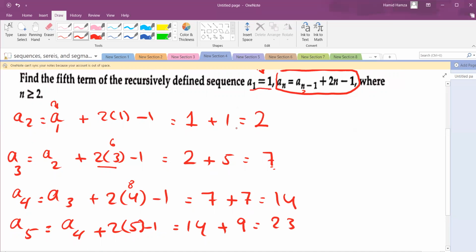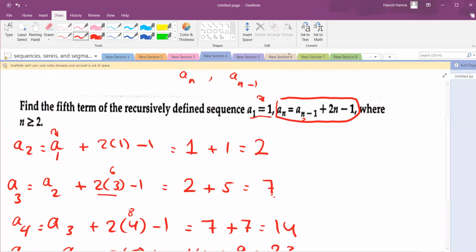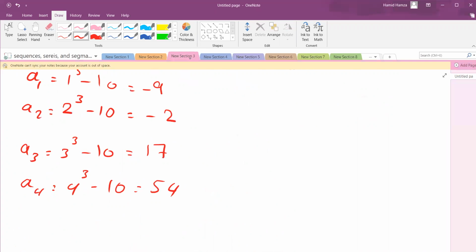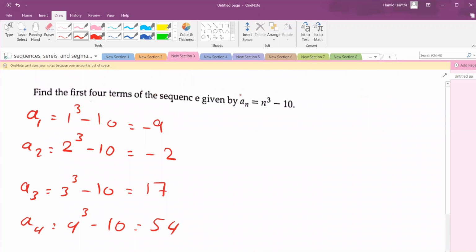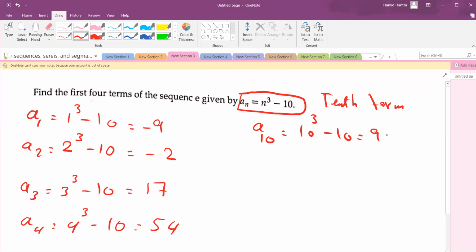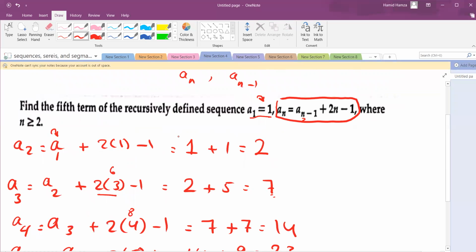This is the problem with the recursive formula. But in general, if I give you the general formula like this, its name is explicit formula, you can directly find any term. For example, if I ask you to find the 10th term, you will go directly and put n equals 10. So A10 will be 10 power 3 minus 10. So it will be 990. But with the recursive formula, I can't do this.